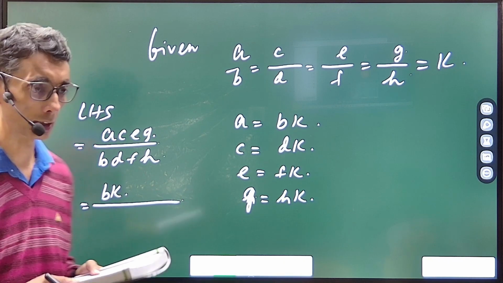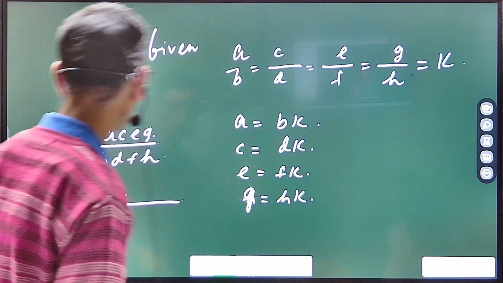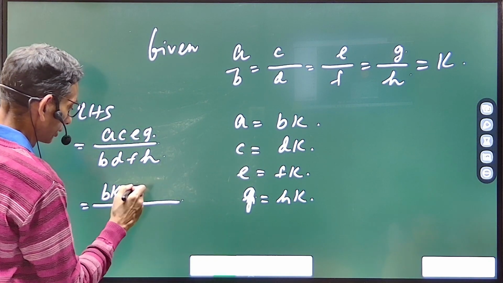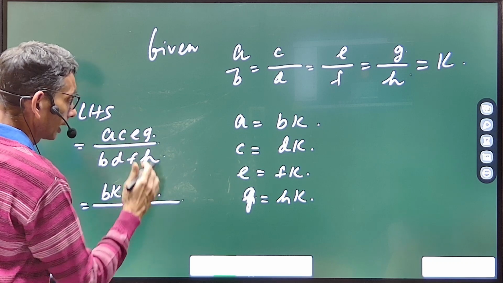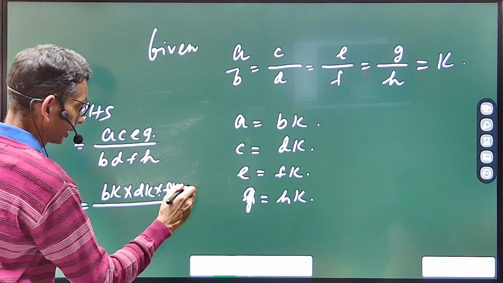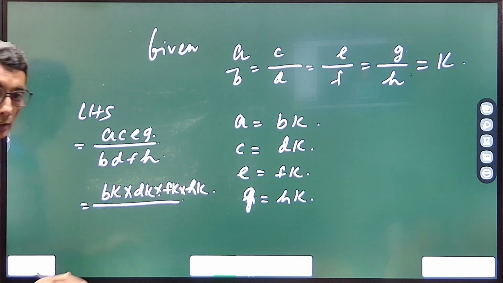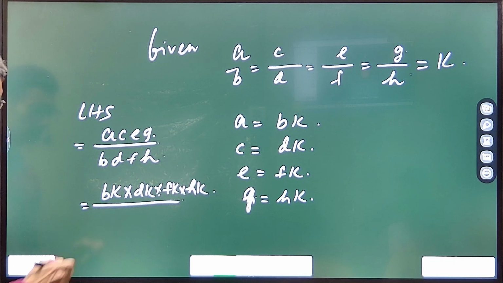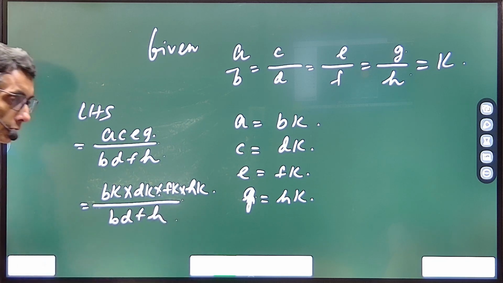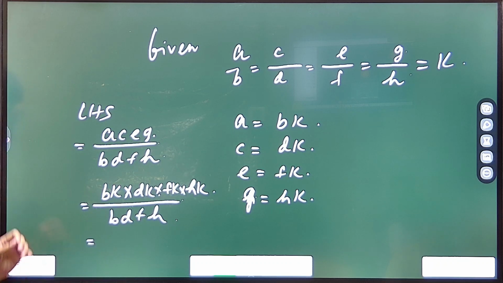Write it. Substitute the value of a. The value of a is b k. The value of c is d k. The value of e? f k. The value of g? h k. Done? Our denominator is what? b, d, f, h. Right? Now how can you simplify?